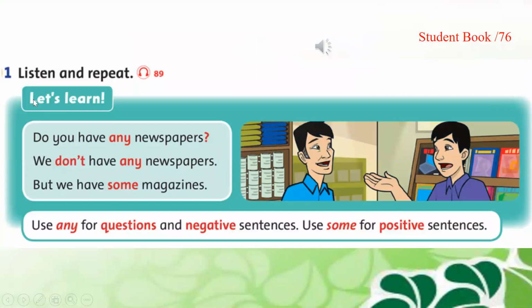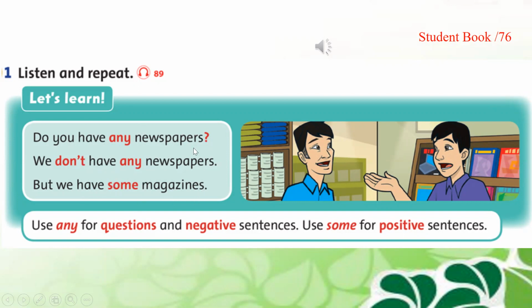Now, first, you will listen and repeat. Listening 89. Listen and repeat. Do you have any newspapers? We don't have any newspapers. But we have some magazines. This is a question, so we use any. And this is a negative, so we use any. And this one, a positive, we use some.